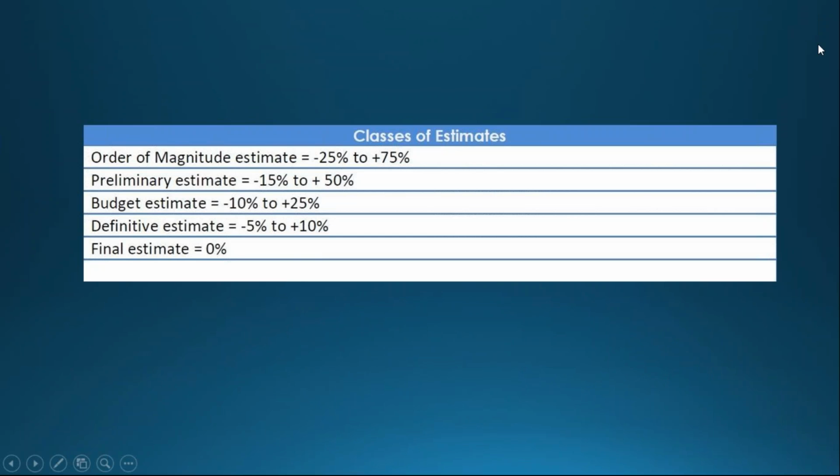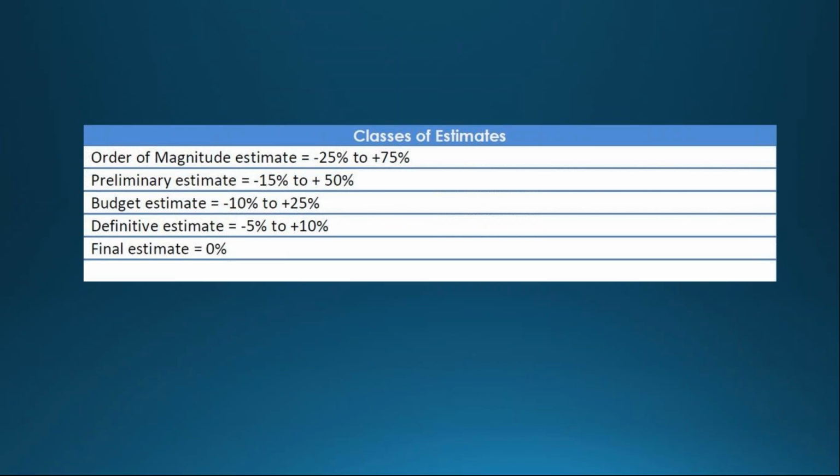Okay, let's start with some softball stuff. You've got to know these classes of estimates, right? They're probably going to ask you a softball question or two on the exam. I remember we talked about order of magnitude. That's probably the one that you're most likely to see. Know them all, though. There are areas where memorization is the best strategy, and this is one of them. Okay, memorize your classes of estimates.